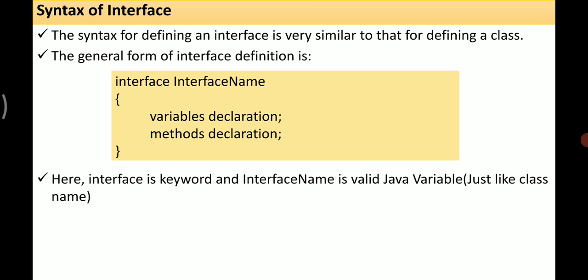Here, all the variables are declared as constants, and the method declaration will contain only a list of methods, that is, without the body statement. Method declaration is done by using the return type, method name, and inside the parenthesis, the parameter list.